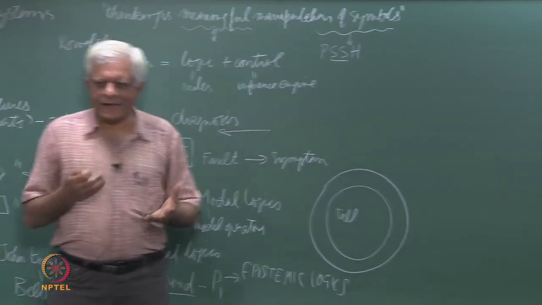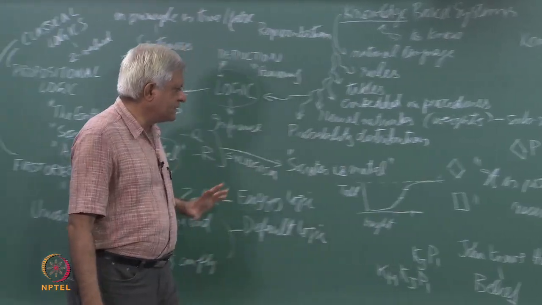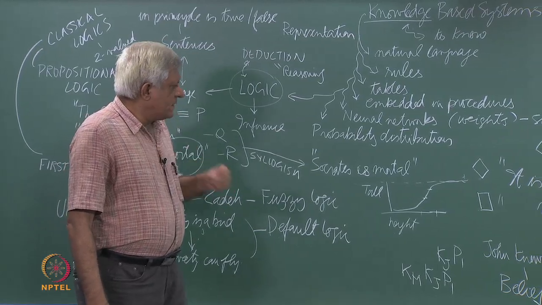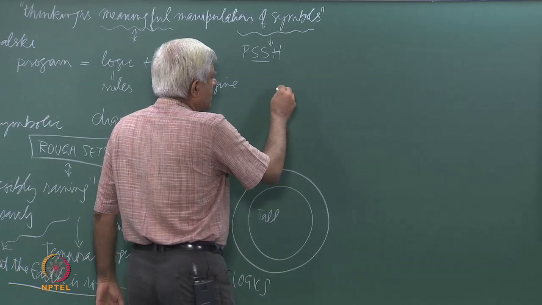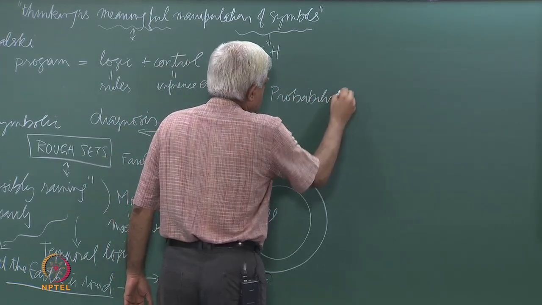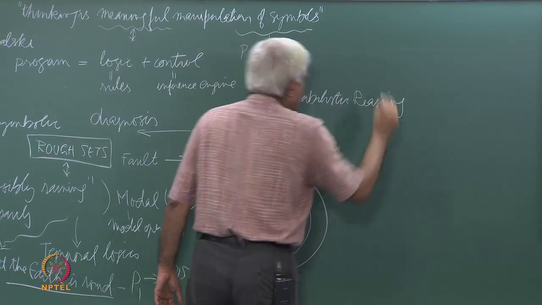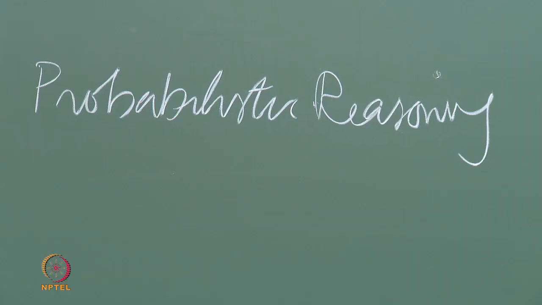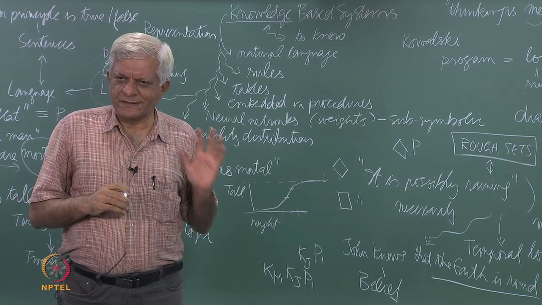So, rough set is a mechanism which has been devised to deal with this kind of uncertainty. Now, the last form of reasoning, which is not so much like logic, is probabilistic reasoning. Probabilistic reasoning is one way of handling uncertainty.